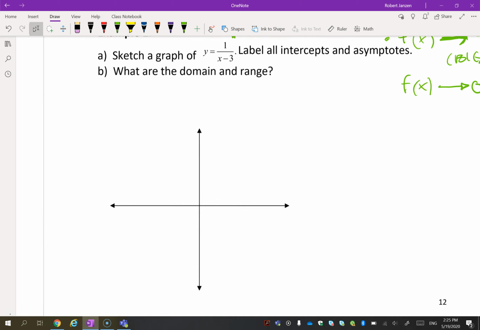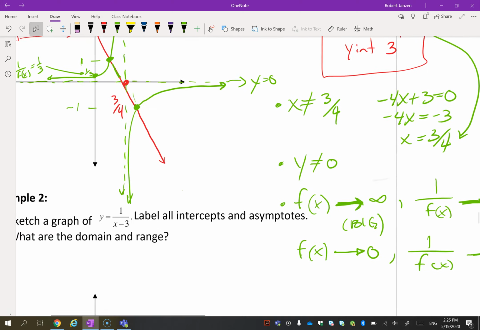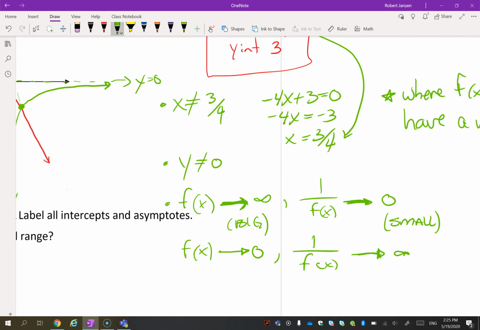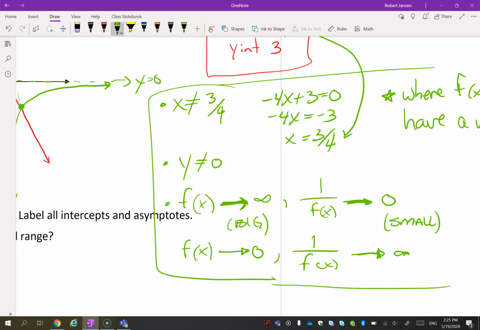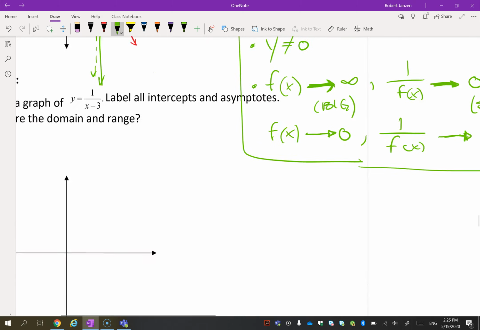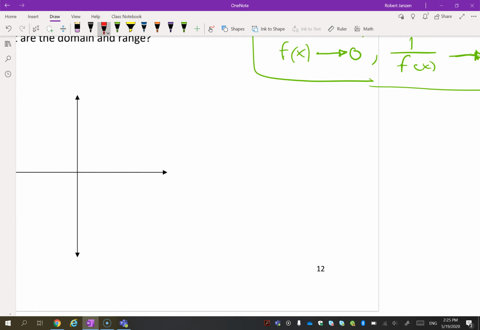Okay, we'll try another one. Sketch the graph of y equals 1 over x minus 3. Label all intercepts and asymptotes. Okay, now what I've got here is kind of the how-to, this box right here. Alright, so we're going to do that again.